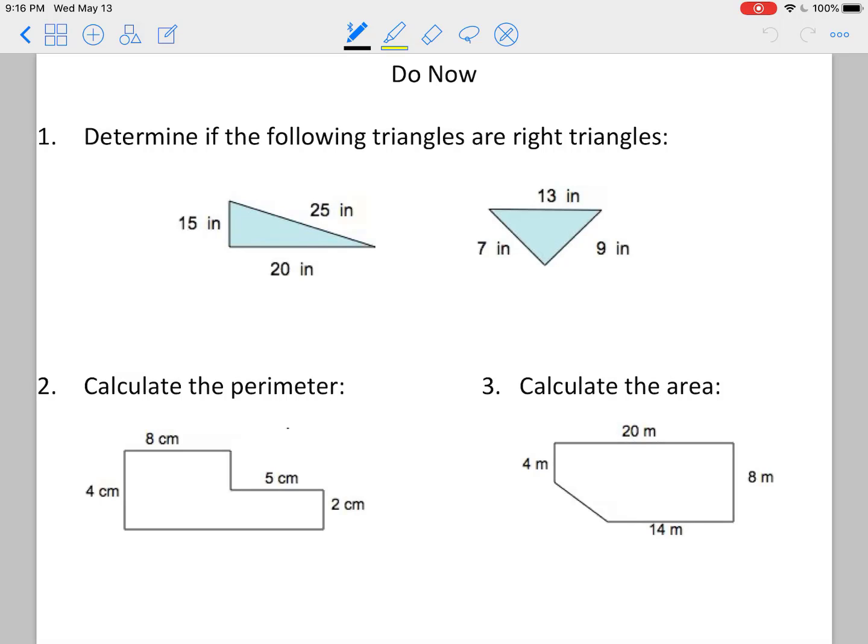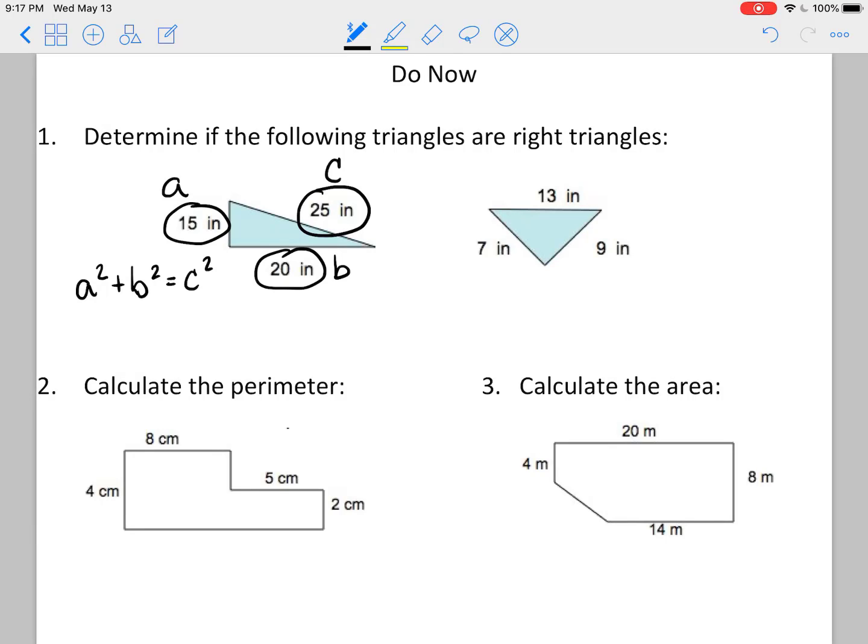So number 1 says to determine if the following triangles are right triangles. We know that something is a right triangle if it follows the Pythagorean Theorem, which is a squared plus b squared equals c squared. When we're determining if something is a right triangle, we assume that the longest side is the hypotenuse. So in this first triangle, the 25 inches is going to be C. That means our other two sides, 15 and 20, are our two legs, or A and B.